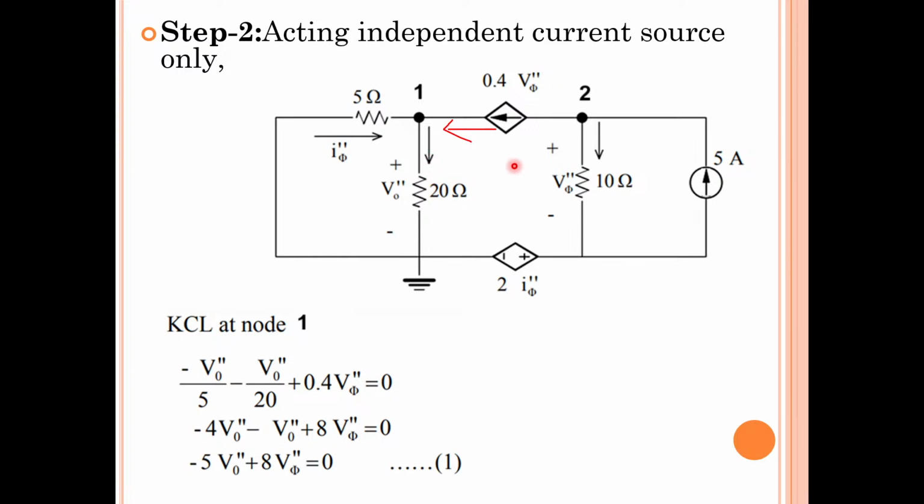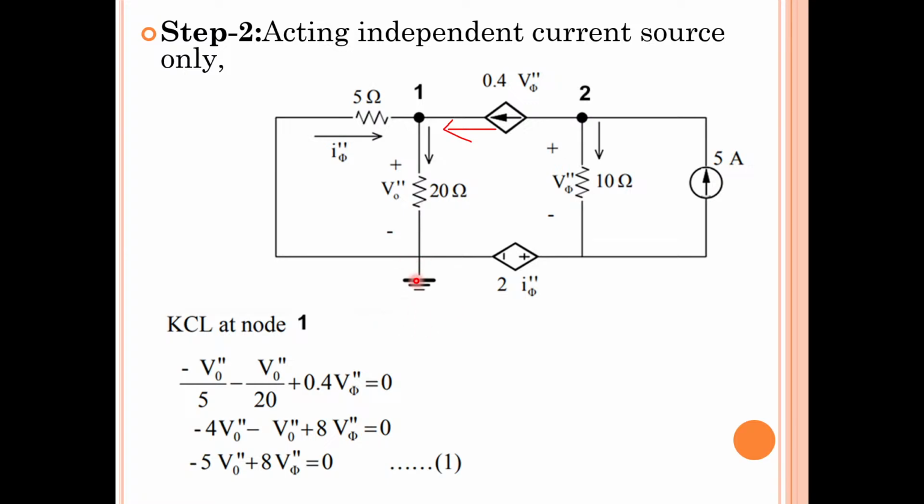If you assume entering currents positive, you must assume leaving currents negative. If you assume leaving currents positive, you must assume entering currents negative. It's your wish. If you assume one current positive, another current you must assume negative. So here what did I assume? I have assumed entering currents negative and leaving currents positive.